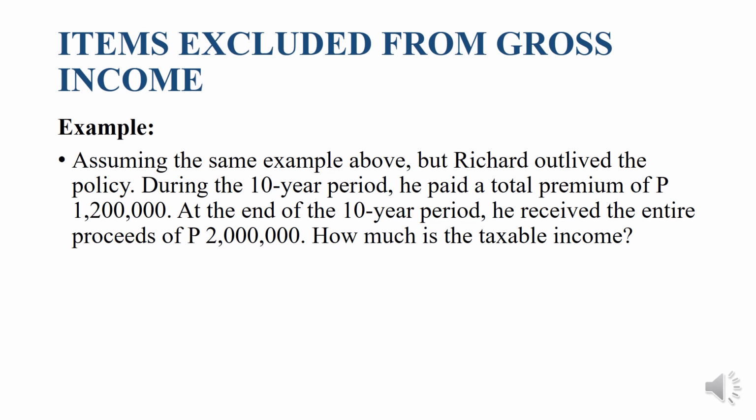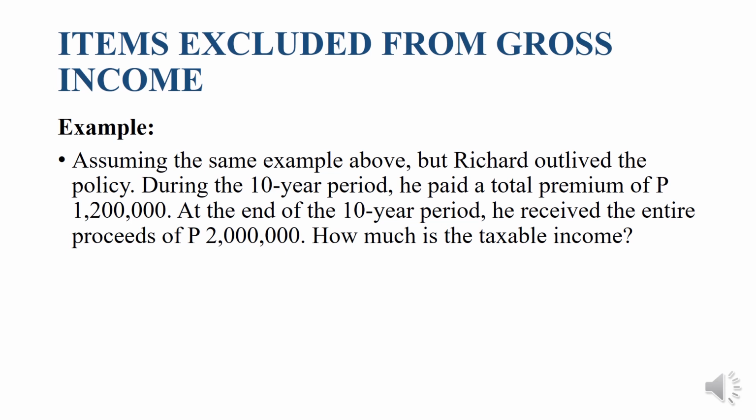So, in this case, since the 2 million constitutes the return of the premiums paid and of course the excess, the 2 million shall be divided into two components. First, the return of the premium, which is 1,200,000, and the excess amount of 800,000 pesos. So in that case, there is a return of the capital and also a return on the capital. The 2 million will be divided into two parts: the non-taxable portion, which is 1,200,000, and the taxable portion, which is 800,000 pesos.